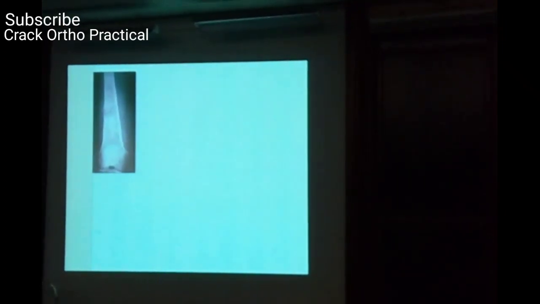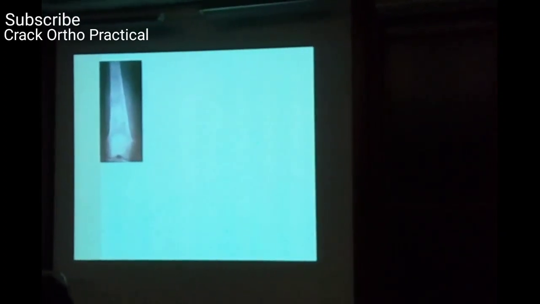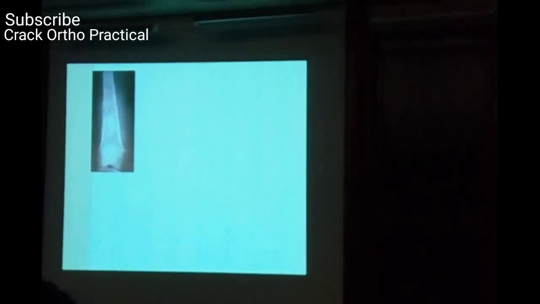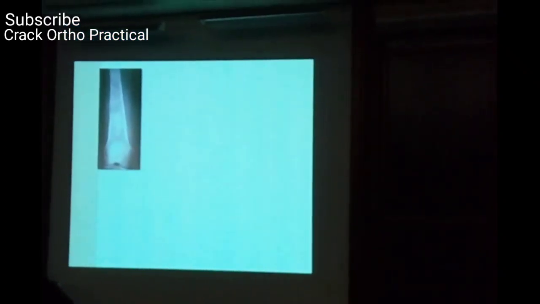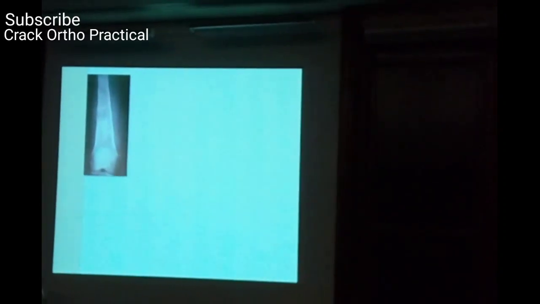Yes, sir. Is it scalloping or is it erosion? Erosion of the cortex. So what can it be? Definitely a malignant tumor. You're sure about that? Yes, sir. Which malignant tumor will have calcification in its matrix? Chondrosarcoma. That's nice, it's not that difficult. Next.